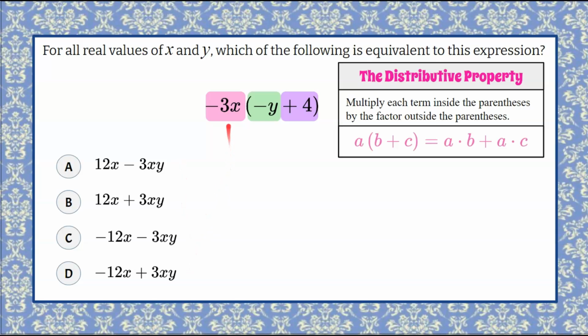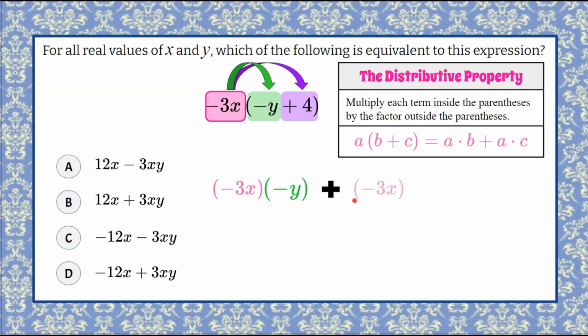So let's distribute. We're going to start by taking our factor negative 3x outside the parentheses, and we're going to multiply it to that first term, negative y. So let's write that down. Negative 3x multiplied by negative y, and we're going to add our product of our factor outside, negative 3x, multiply to our second term inside the parentheses, positive 4. So negative 3x multiplied by 4.